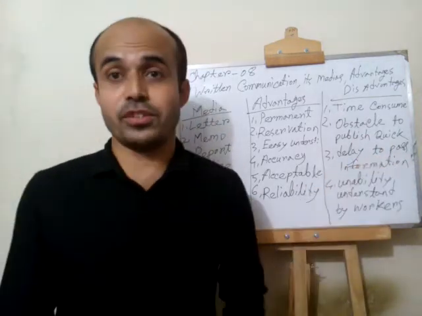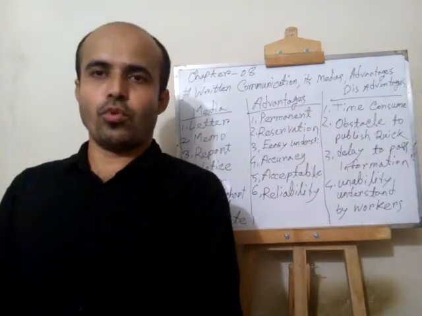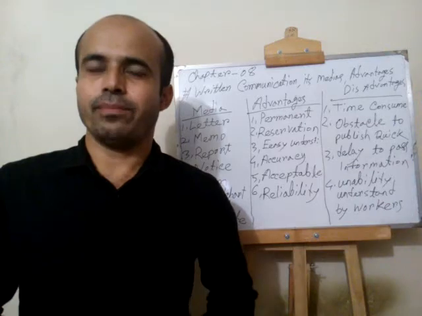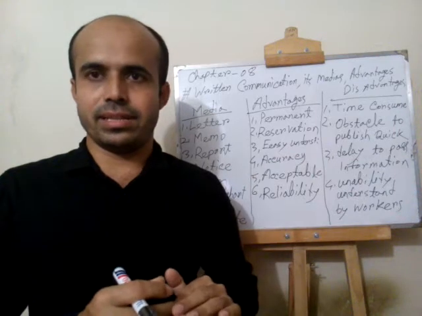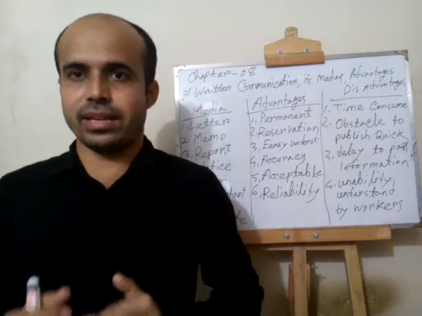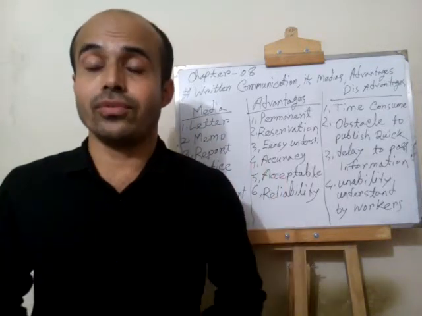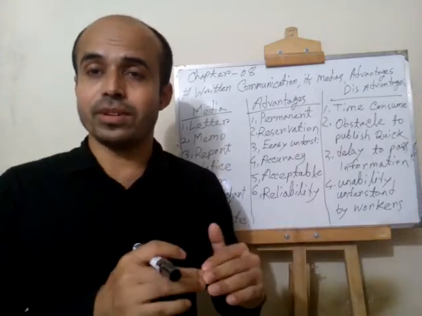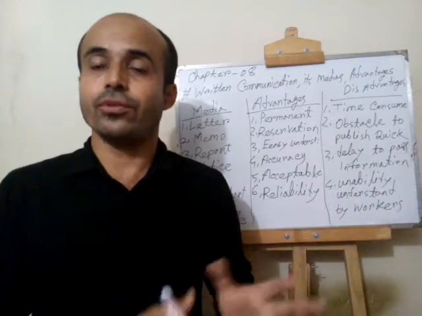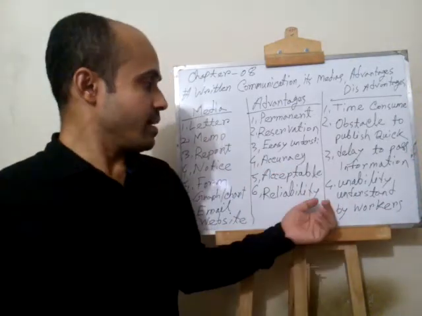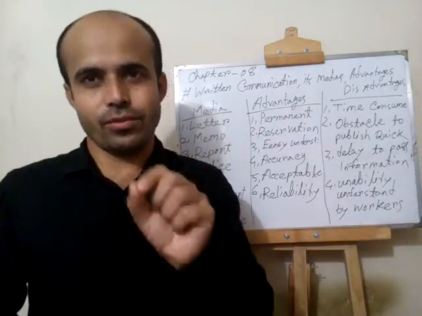And delay to pass information. Delay to pass information means all information from the MD to the worker will take time, because when it comes from the MD to the general manager, day 1, the general manager to manager, day 2, general manager to supervisor, day 3, and then it will take 3 or 4 days for the information to come from high authority to the worker. So that is why passing information is delayed with written things. Or in oral communication, it can be passed to the worker automatically, day to day.